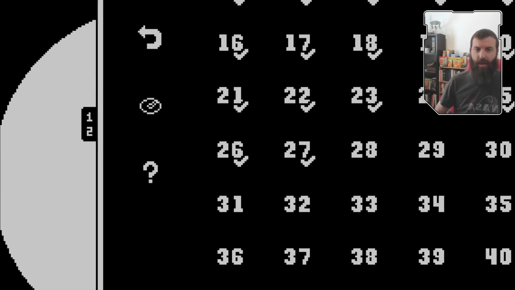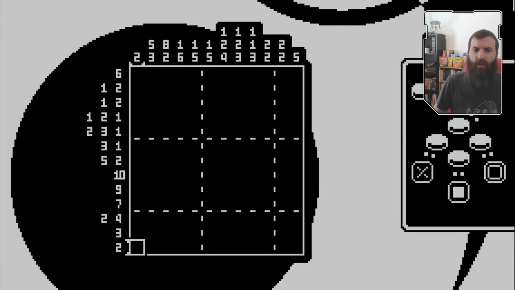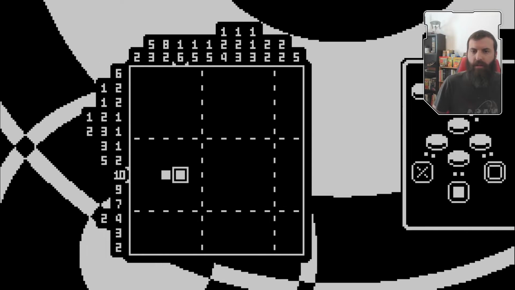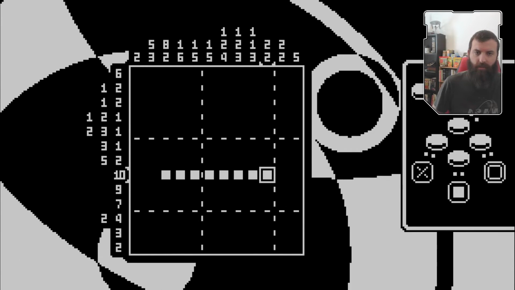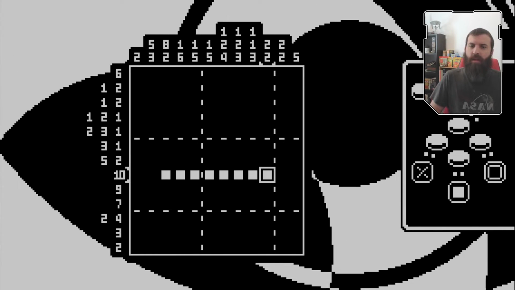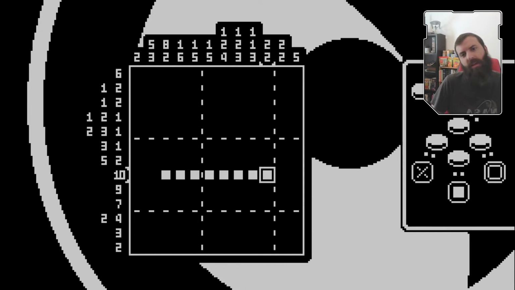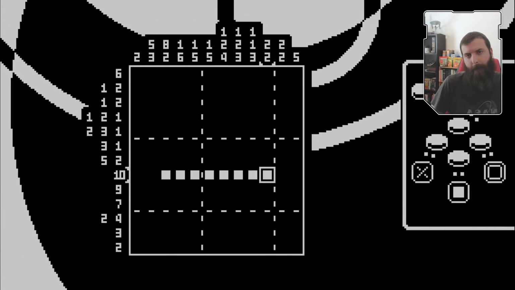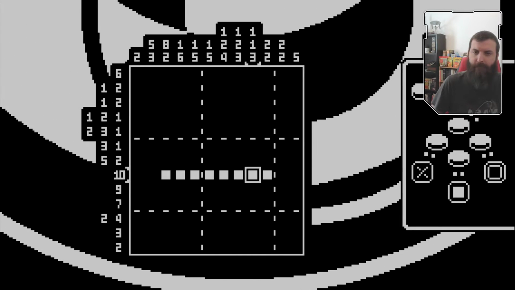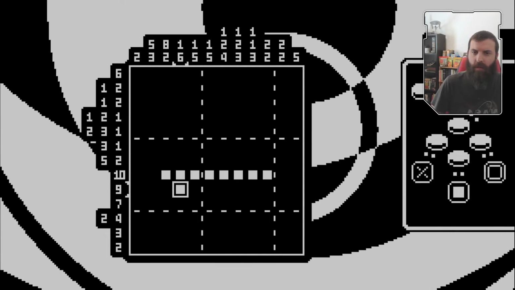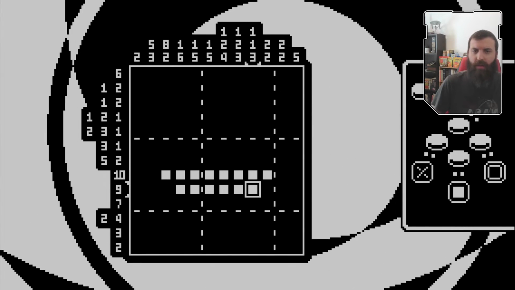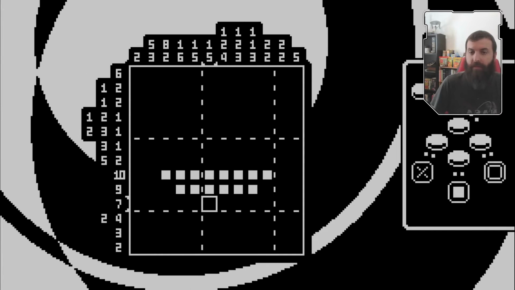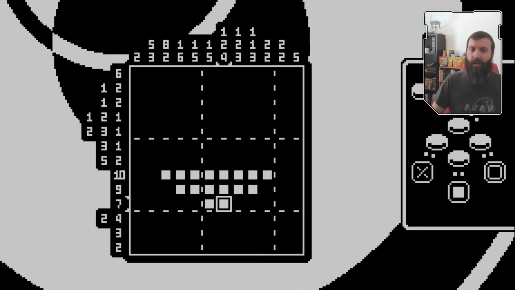On to nonogram 28. Alright, it's 12 wide and 13 tall. 12 wide does mean that we've got 2 pixels of wiggle room on this row right here, which doesn't help us a ton. We've got 3 pixels of wiggle room on this 9, and 5 pixels of wiggle room on the 7 here.